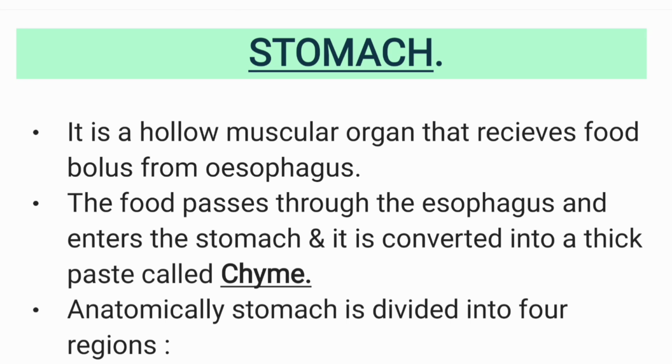Now the stomach, as we know, is a hollow muscular organ that receives the food bolus from the esophagus. The food passes through the esophagus and enters the stomach, and here it is converted into a thick paste called chyme. So from here we can get to know that when the food is traveling in the esophagus, it is known as bolus, and after it reaches the stomach, it is converted into a thick paste and then it is known as chyme.